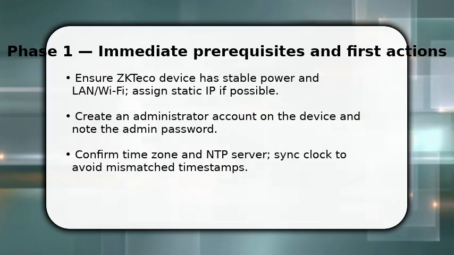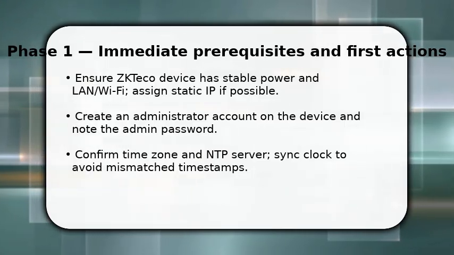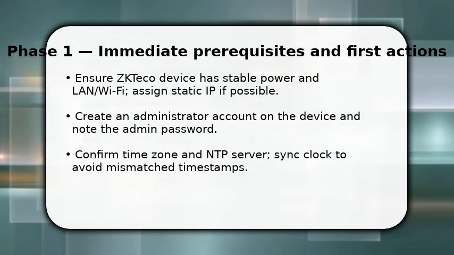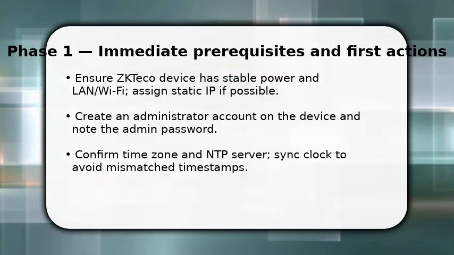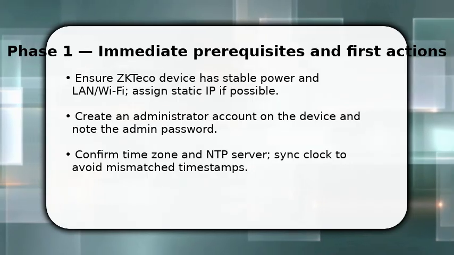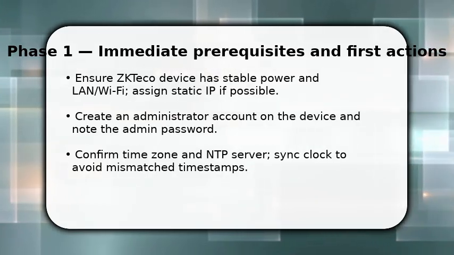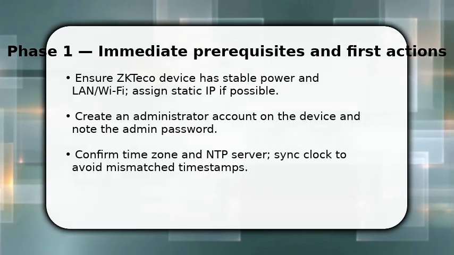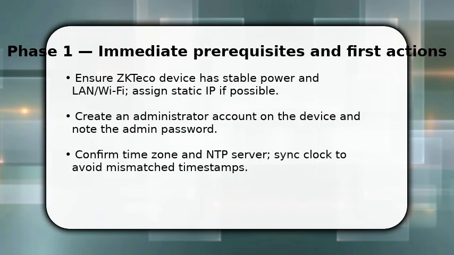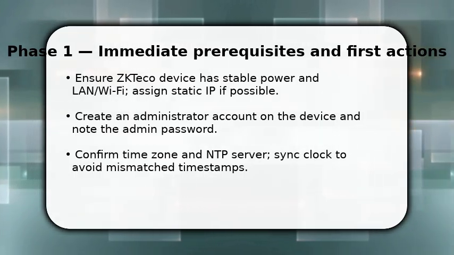You start by powering and connecting the Zkteco terminal to your network. Plug it in, assign a static IP if available, and test connectivity. Next, create the administrator account on the device and set a strong password. Write it down securely. Once done, open the device menu and confirm the time zone and NTP settings so logs align with your payroll. Make sure to record the device ID and firmware version for later compatibility checks.